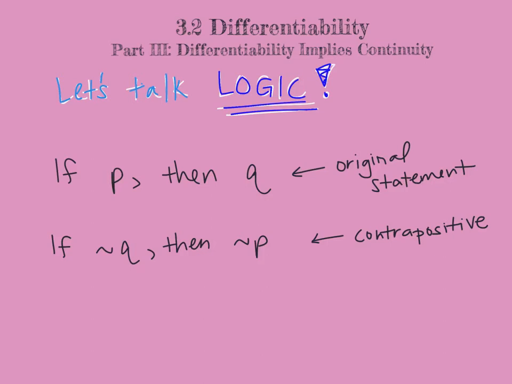Welcome to 3.2 Differentiability Part 3, which is titled with the main thing that you need to get out of it. Differentiability implies continuity. In order to understand this and really understand what implications mean, we are going to take a step back and first talk about logic.